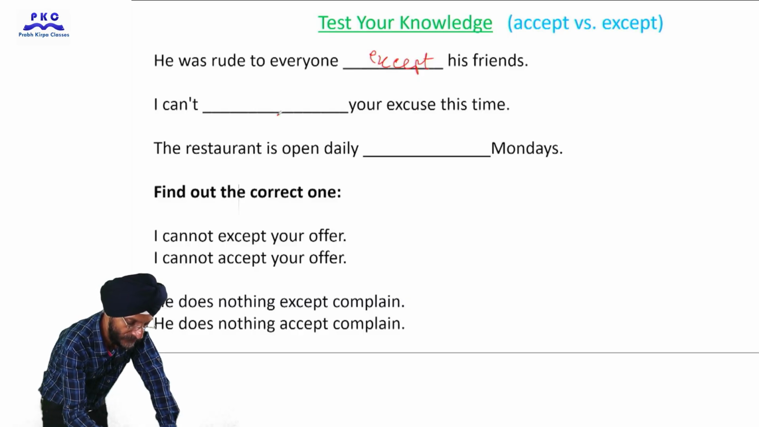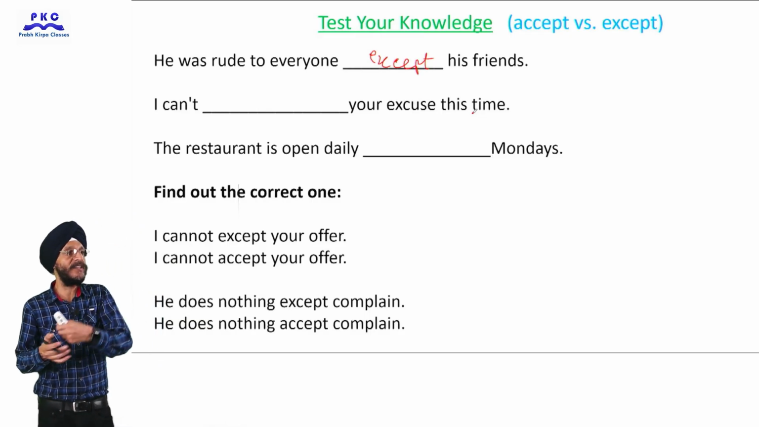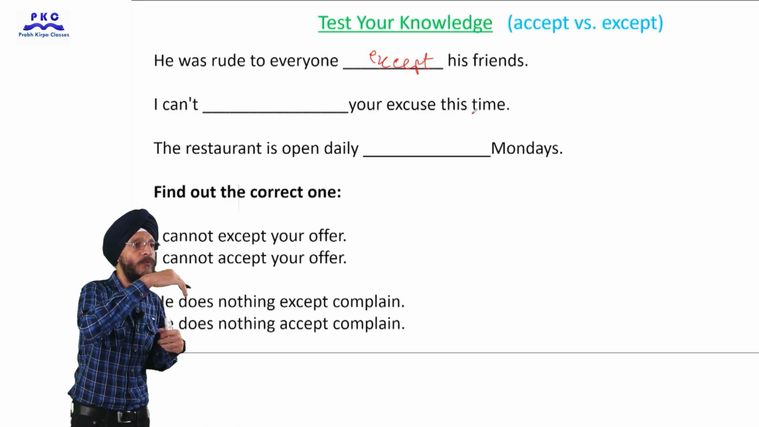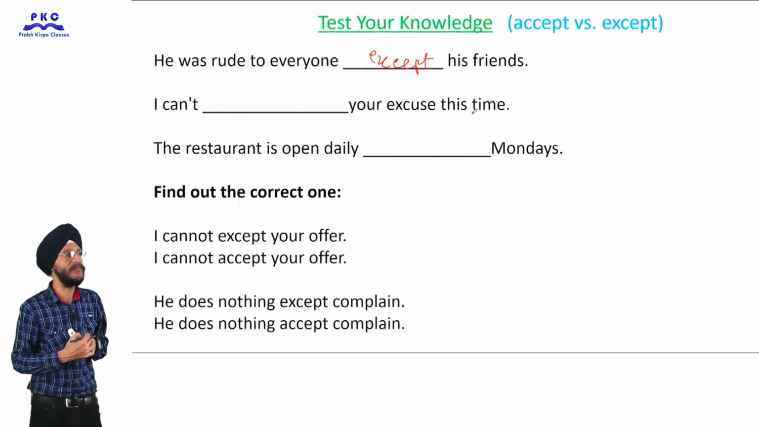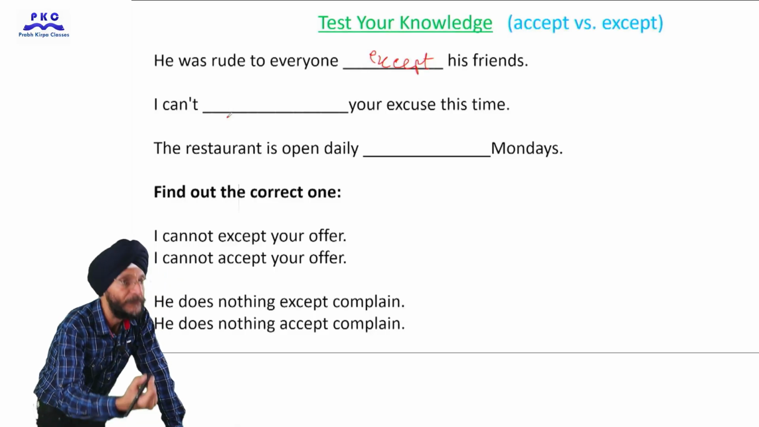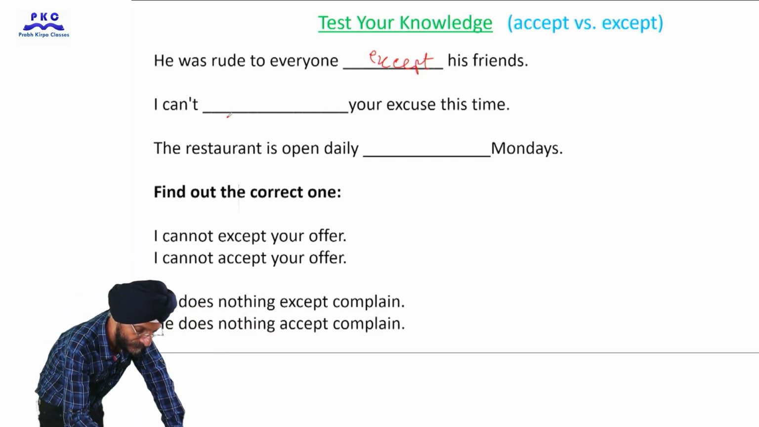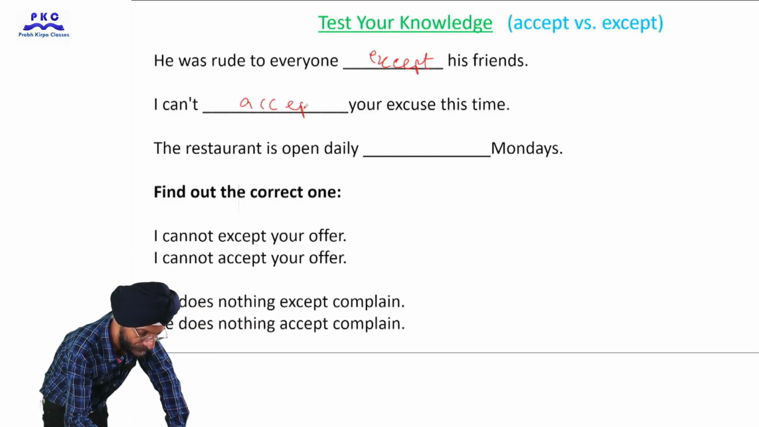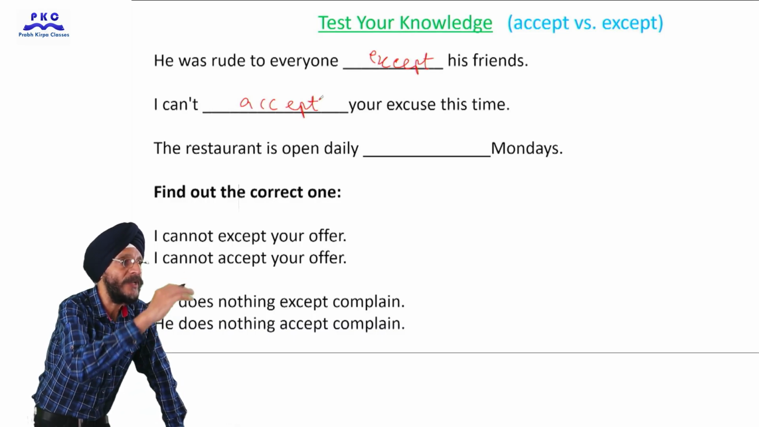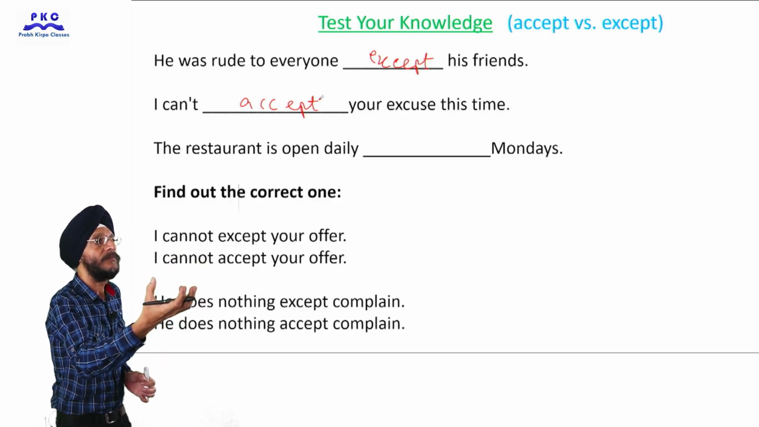I cannot dash your excuse this time. Suppose you are working in an organization and there is an employee who comes to you one day or the other with some excuse for going home early. So now what will you say? I cannot accept, I cannot agree to or approve your excuse this time. I cannot accept. I do not agree to your excuse.